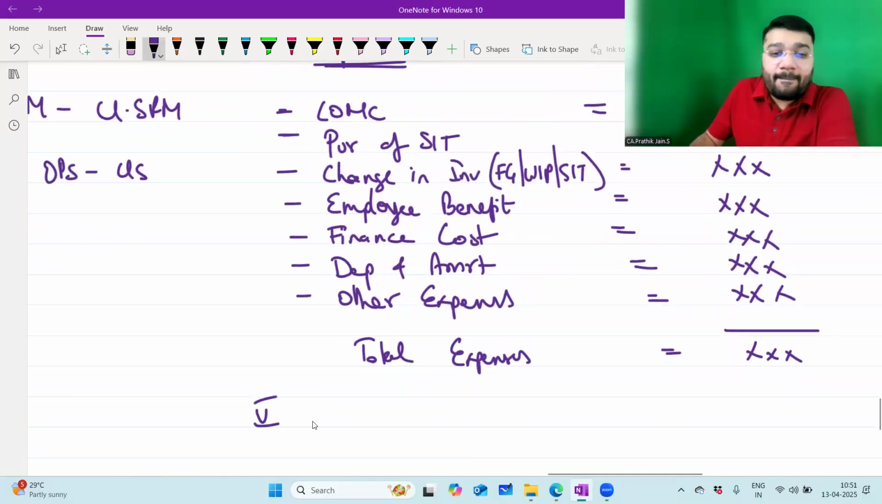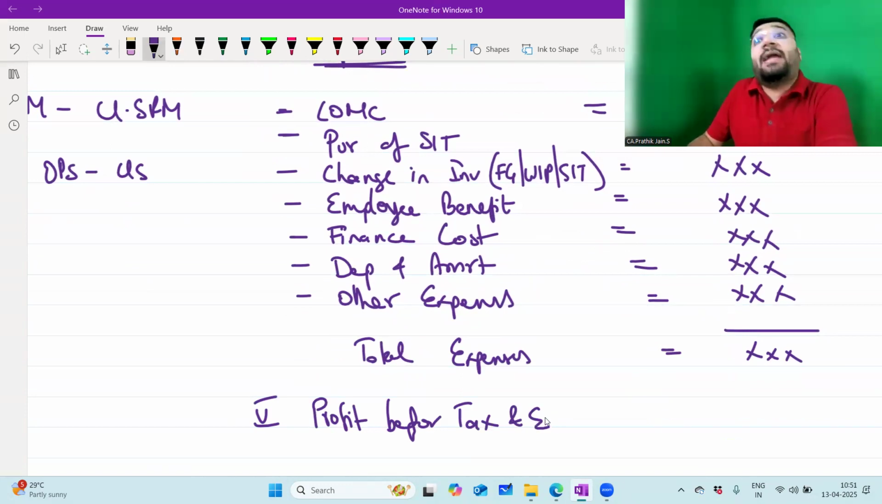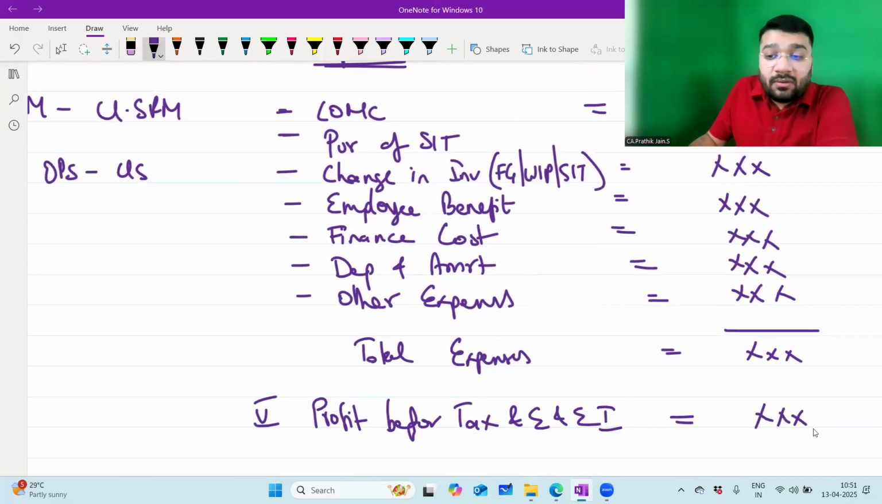Fifth one. Profit before tax. Profit before tax and extraordinary and exceptional items. Okay. Profit before tax, extraordinary and exceptional items.